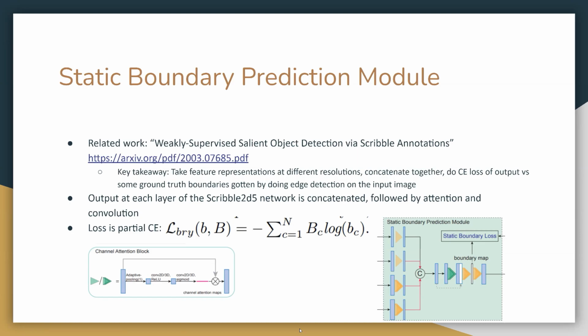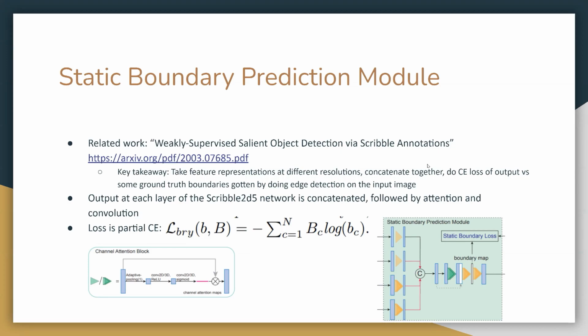take feature representations at a bunch of different resolutions of the image, similar to UNet. You concatenate each of them together here, and then you do cross entropy loss of the output of that concatenation versus ground truth boundaries given by edge detection, because they used 2D images in this paper, but we had those 3D edges we found via label propagation.